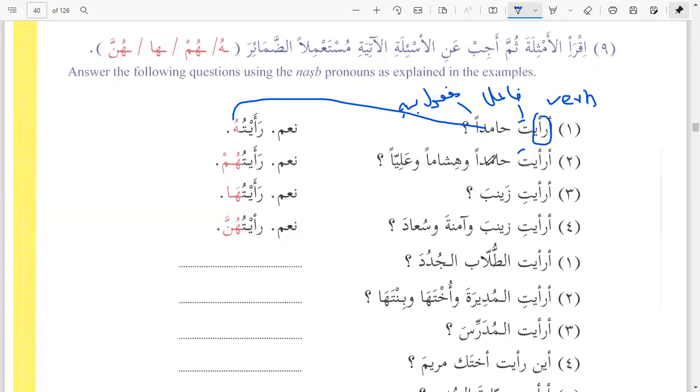Araita Hamidan wa Hishaman wa Aliyan. Ra'a is the verb, ta is the subject. Did you see Hamid, Hisham and Ali? So Hamid, Hisham and Ali are the object, the mafhul bihi, and they are plural. So we will use the pronoun of the plural. It is mansub, mafhul bihi, and the plural of hu is hum. So we will say ra'aituhum. I saw them.